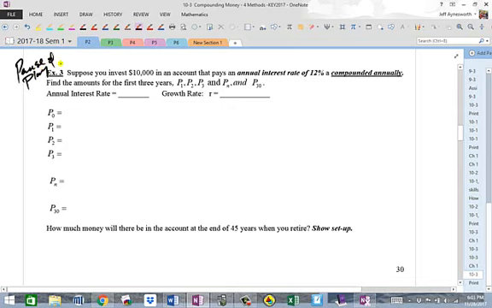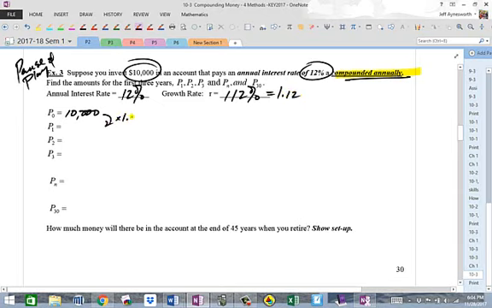So we're going to invest $10,000 at 12% compounded annually. That's one time per year. So let's take 10,000 at 12%. That means we have 112%, or the growth rate is 1.12. So we're going to multiply this by 1.12 and see what happens over time.